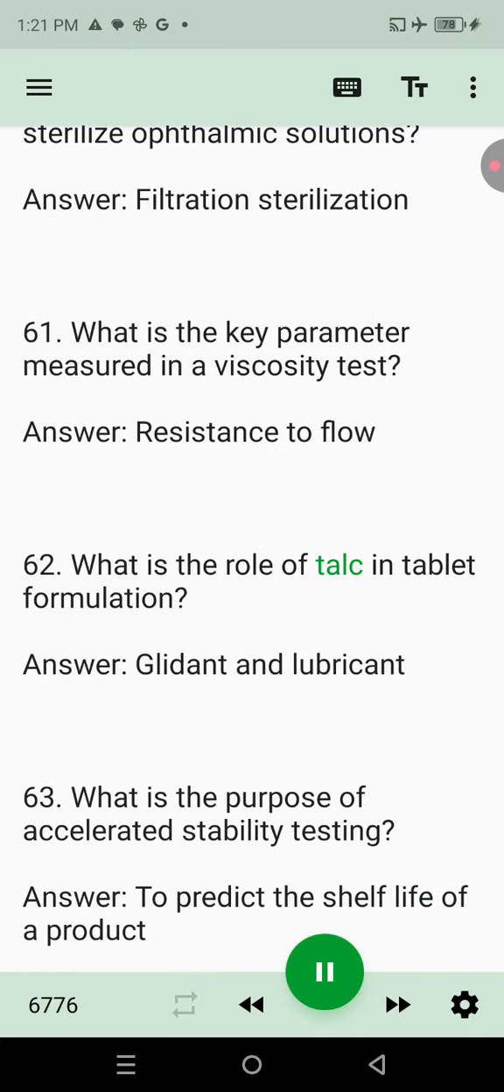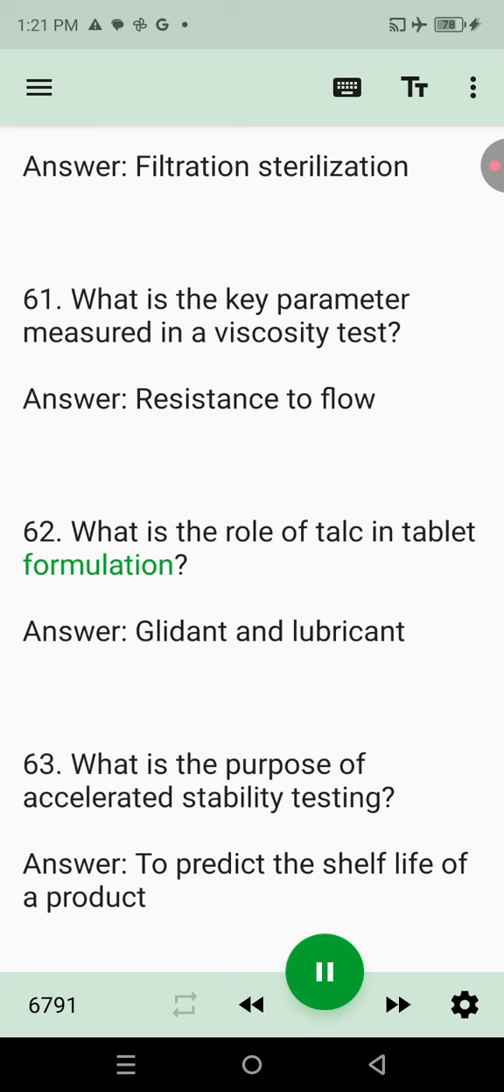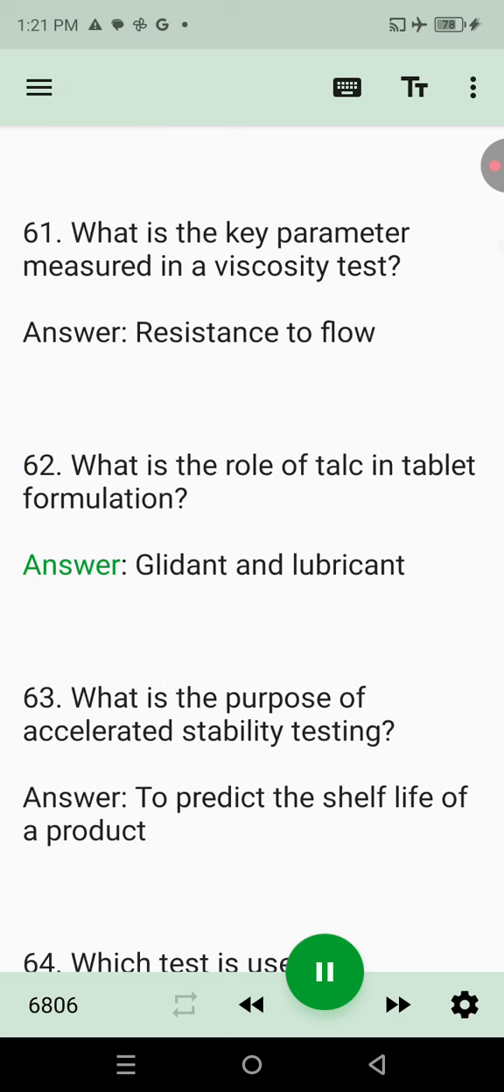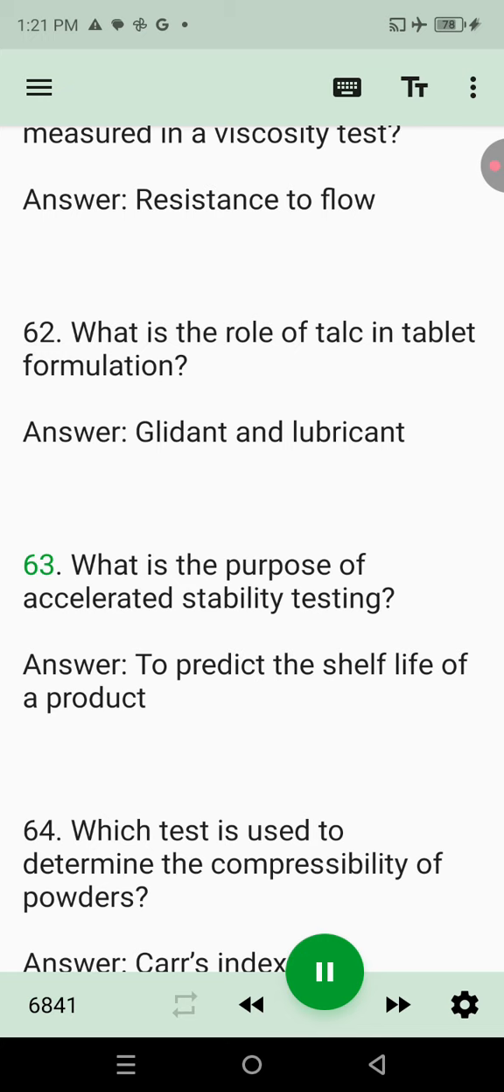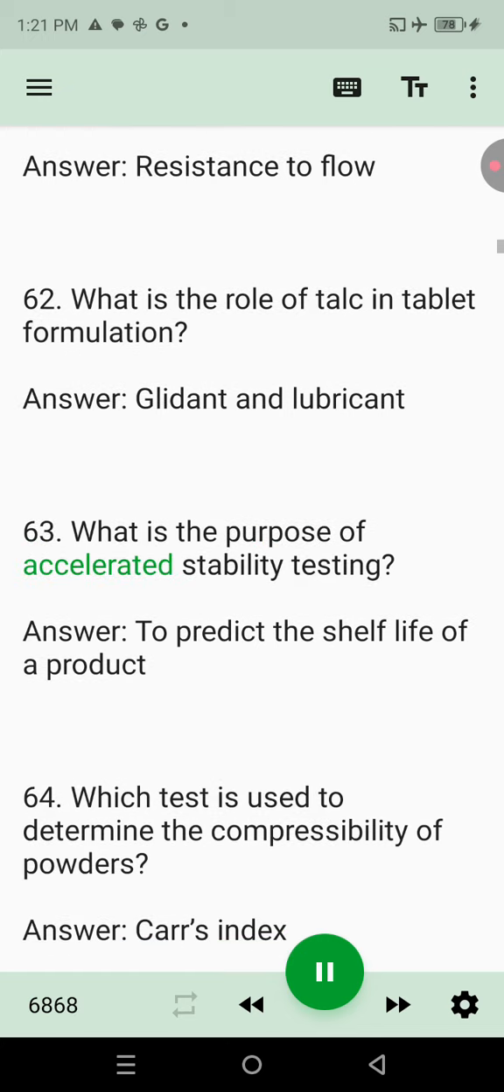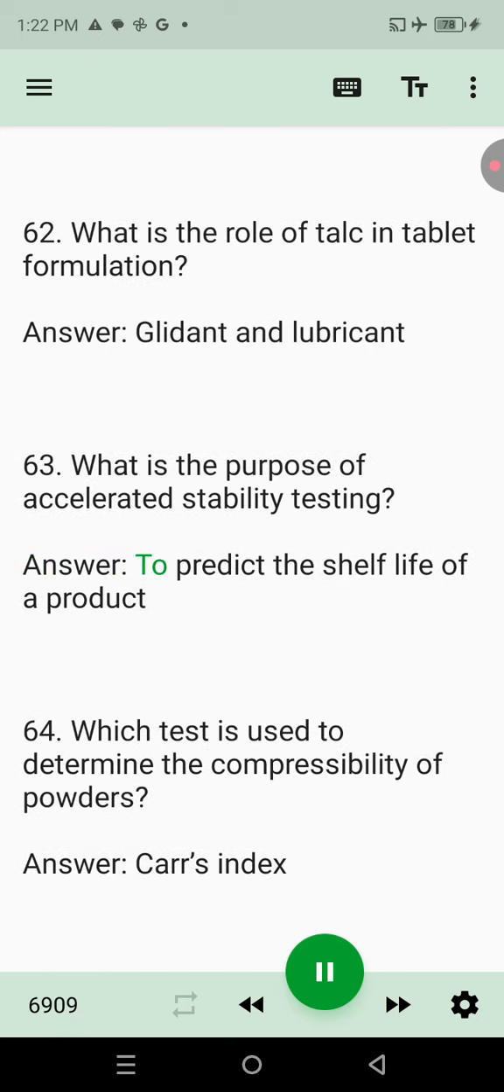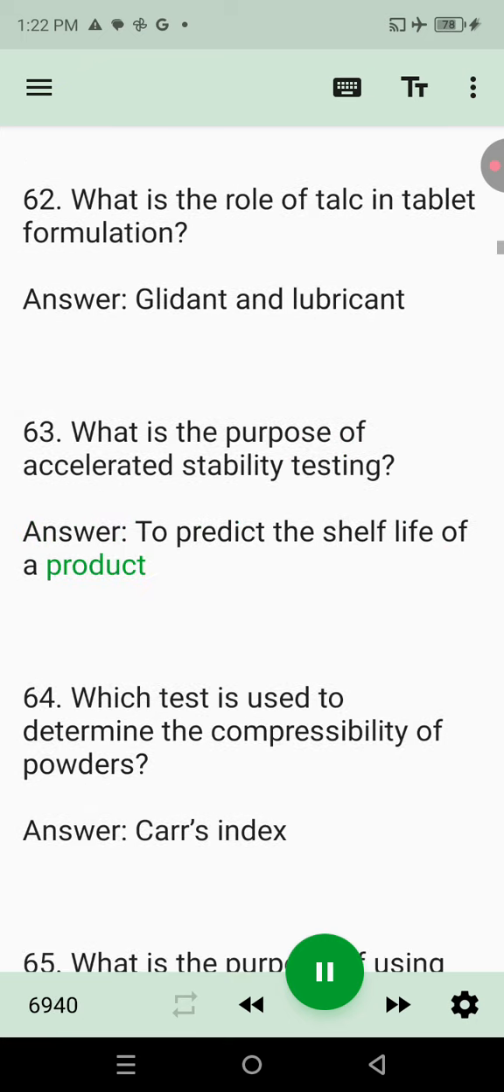62. What is the role of talc in tablet formulation? Answer: glidant and lubricant. 63. What is the purpose of accelerated stability testing? Answer: to predict the shelf life of a product.